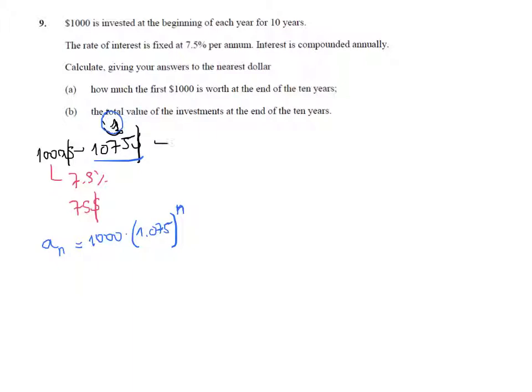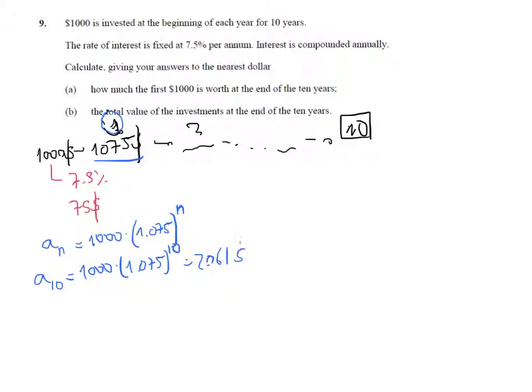So this is after 1 year. After 2 years, I'm going to have a different quantity, and so on, all the way until 10 years' time. To calculate that one, I just have to put it here: A10 is equal to 1,000 times 1.075 to the power of 10. And that's going to be $2,061. Do I round the answer? How do I give it? It tells me to do so: answer to the nearest dollar.